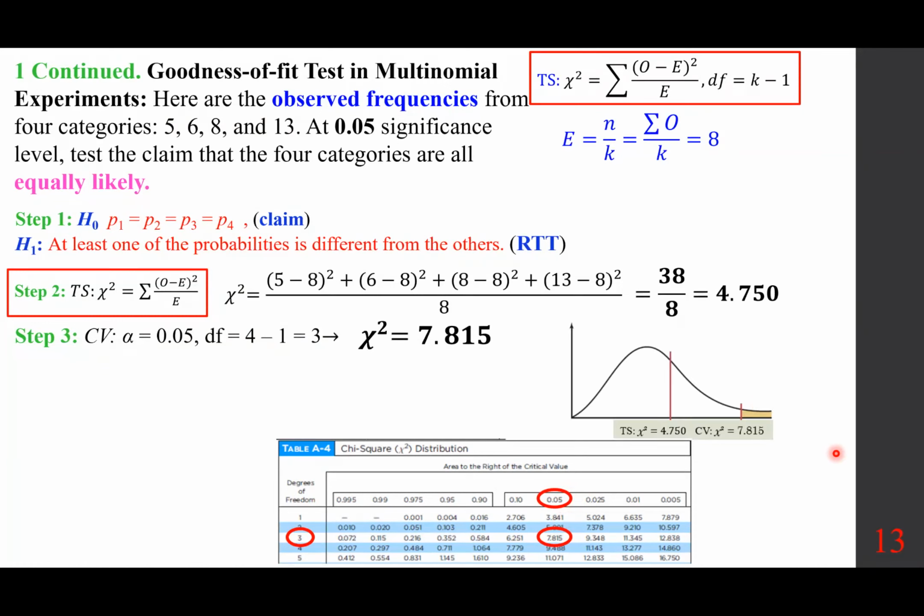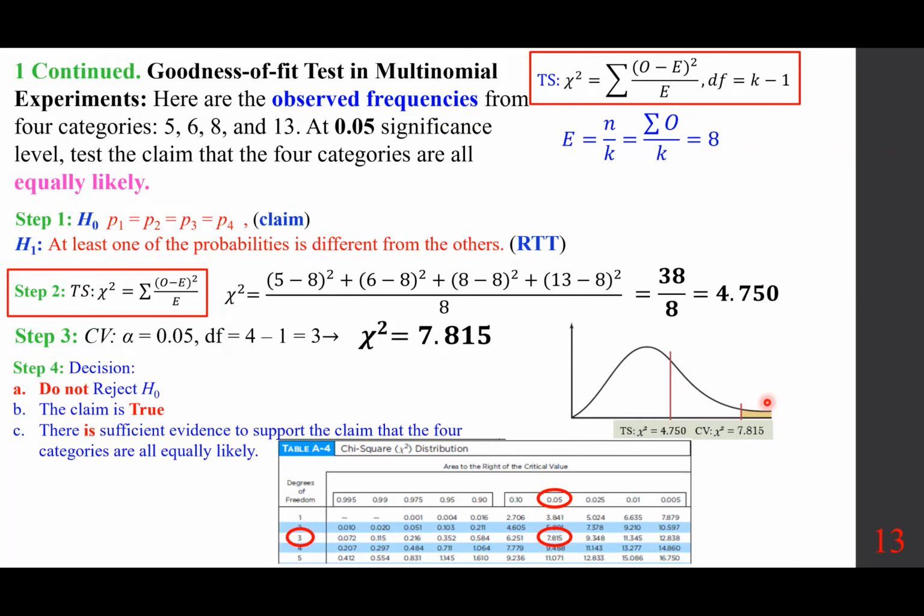So when we do the drawing, chi-squared equals 7.815 is the critical value. The test statistic, 4.750, is way into the non-rejection region. It's not in the tail. Therefore, fail to reject H0. If we fail to reject H0, the claim sitting next to H0 becomes true, then there is sufficient evidence to support the claim that the 4 categories are all equally likely.